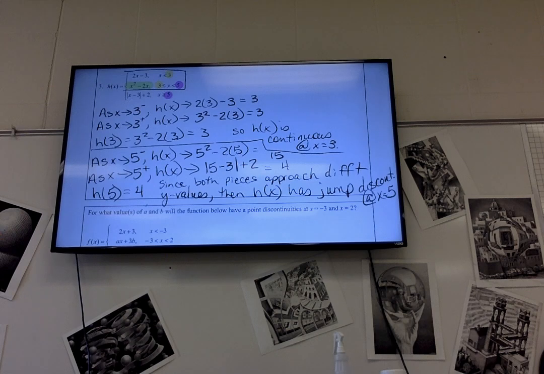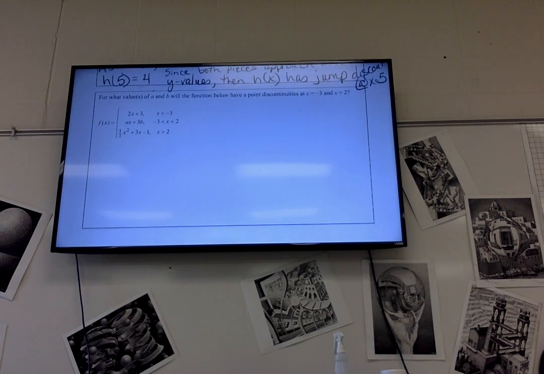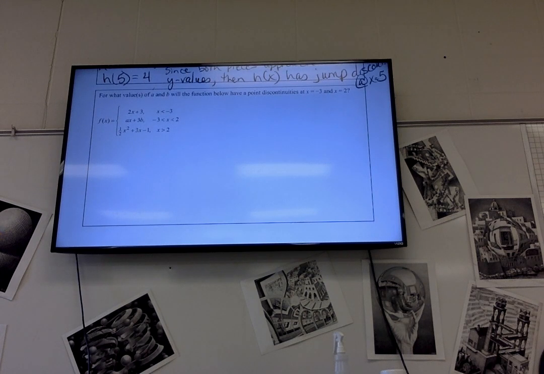Again, if I have time, I'll go back and do 1 and 2, but 1 and 2 are done the same way as 3. But I definitely want to get to this one. This is a fantastic free response kind of question. For what values of a and b will the function below have a point discontinuities at x equals negative 3 and x equals 2?